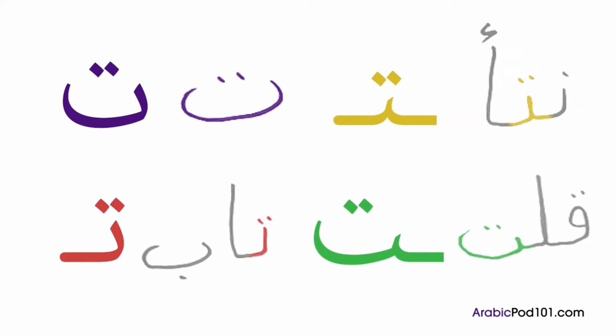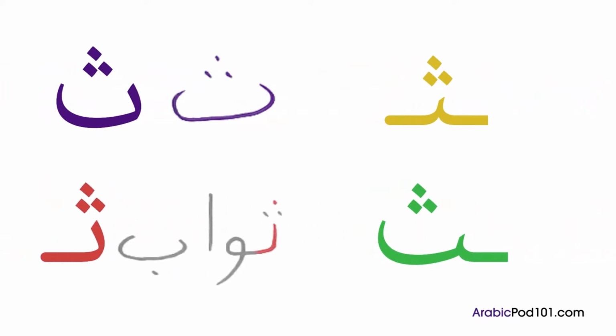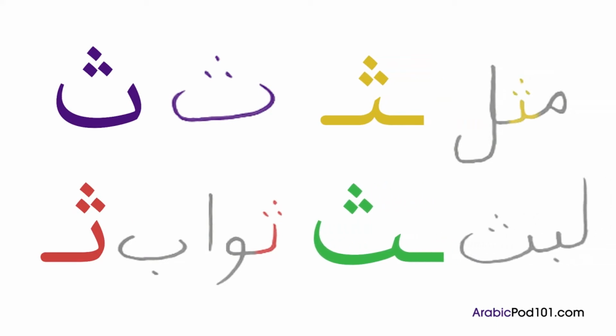Finally, we have tha. Isolated, initial, medial, final. That's it for lesson 2. Their shapes look like a boat, remember? Next, let's review lesson 3.